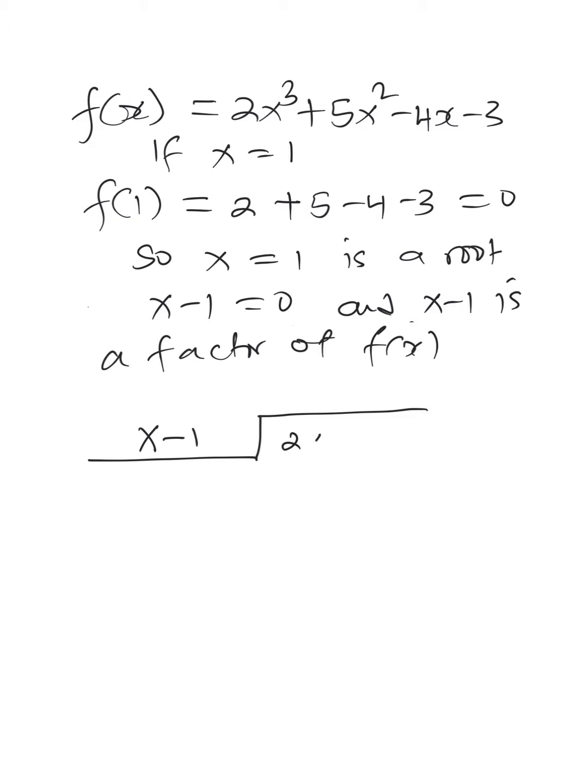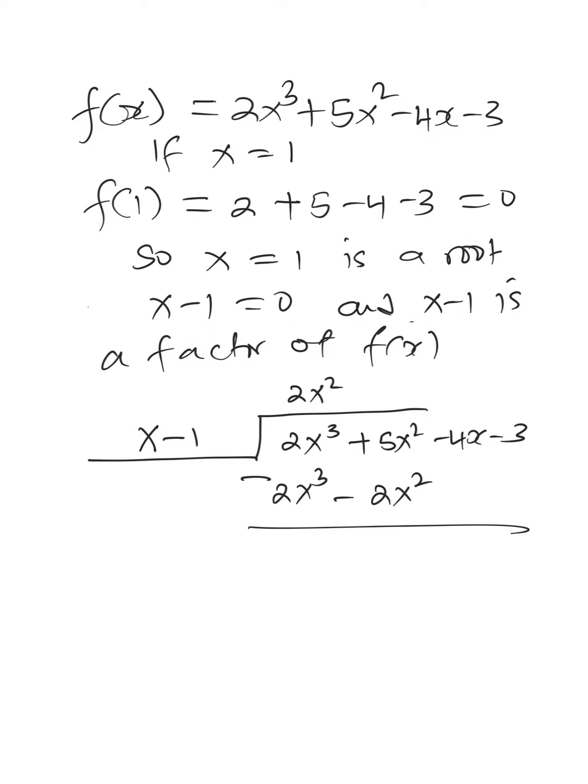I'm dividing 2x cubed plus 5x squared minus 4x minus 3. So this is a 2x squared, so I have 2x cubed minus 2x squared. If you subtract, this will be 7x squared minus 4x minus 3. Divide this, plus 7x, and this will be 7x squared minus 7x.